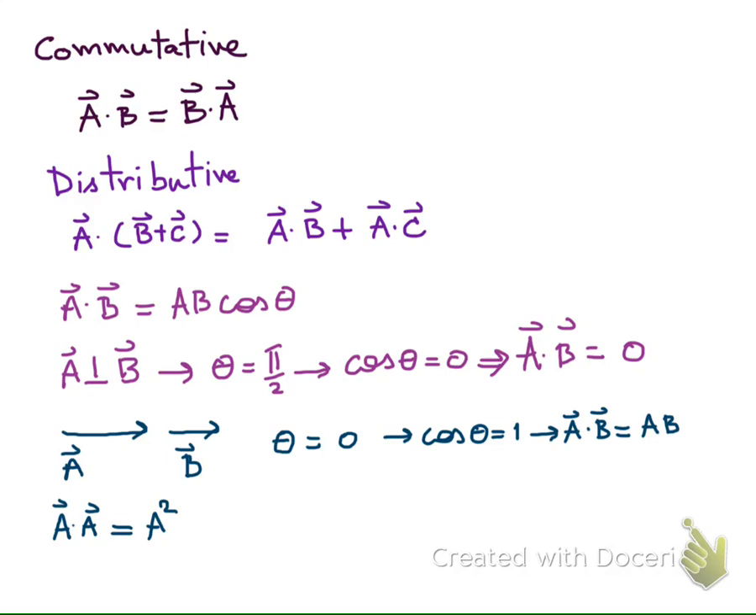And it is obvious that if A and B point in the opposite direction, we must have that A dot B equals the minus of AB. Okay, so this is a basic property of the scalar product of two vectors.